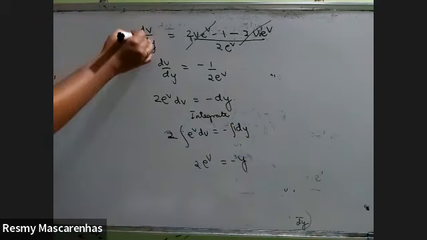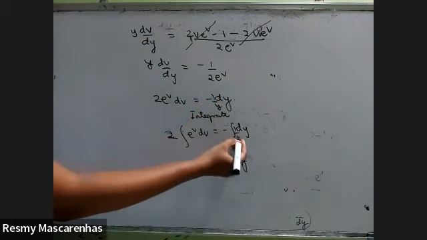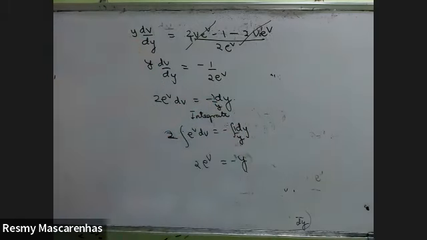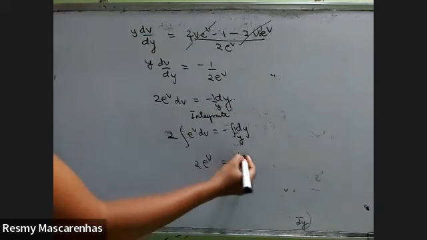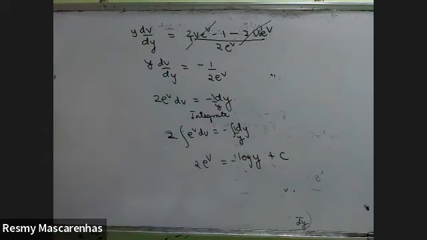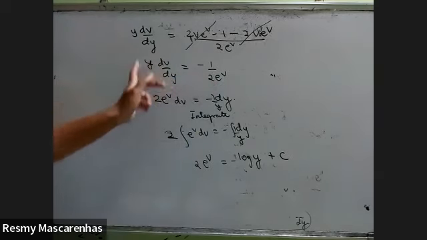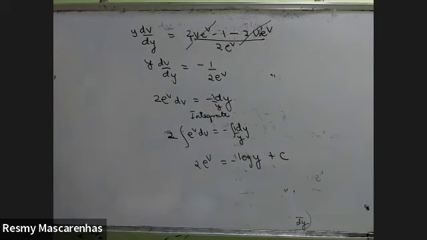There was y dy, no? Just correct this, 1 upon y. At the side there was y. So this will be log of y. So this will be the answer. There's a y here at the side. Y will come down. V terms I took on the other side, y terms I brought this side. And then integrate. So this is the first question answer.